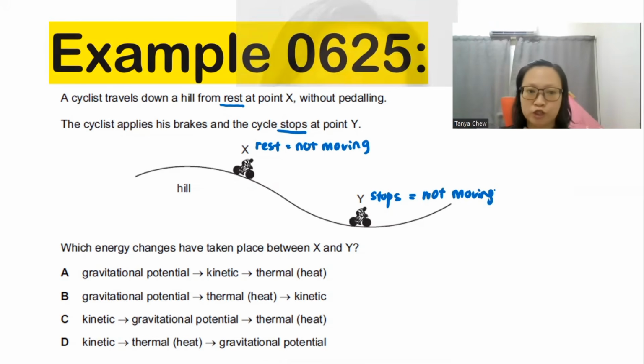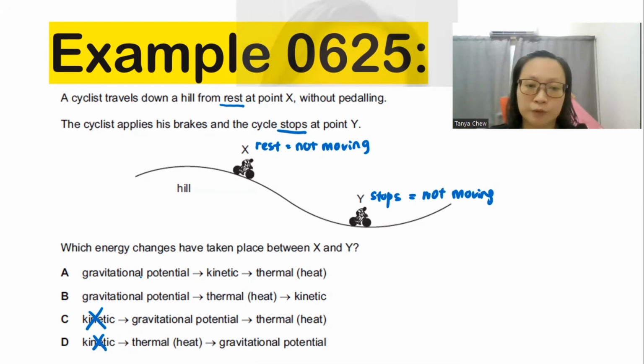Therefore, which energy changes have taken place between X and Y? I can eliminate C and D because kinetic energy is energy related to motion. Since at point X it is not possible to have kinetic energy, as the cyclist and the cycle are at rest, therefore eliminate C and D. So go back to A. Gravitational potential converted to kinetic energy converted to thermal energy. Seems correct to me, but I'm just going to make sure that B is the wrong answer.